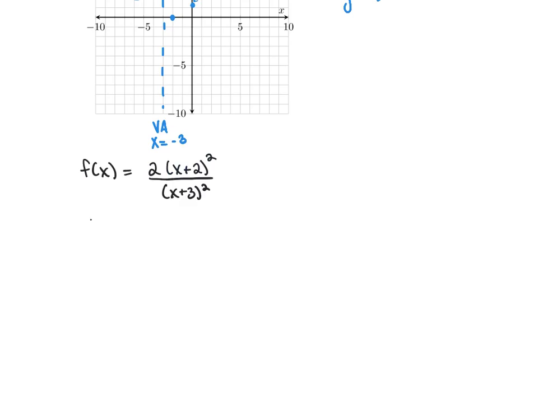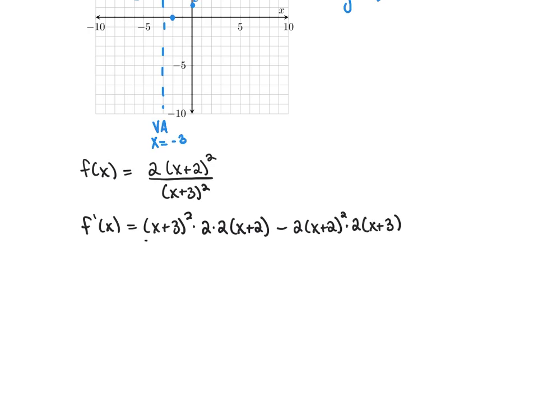And in order to take its derivative, we need to use the quotient rule. So we're doing bottom times the derivative of the top, which is going to be done with the chain rule and the power rule. So the derivative of the top is 2 times the derivative of the square function. Subtract the top times the derivative of the bottom, which is again chain rule, all over the square of the bottom.